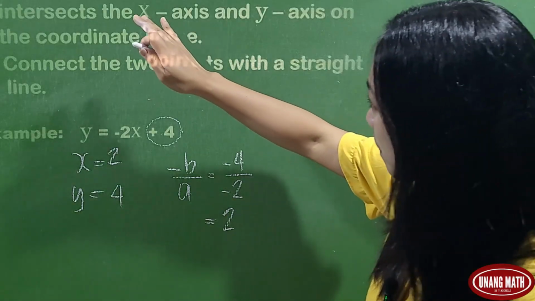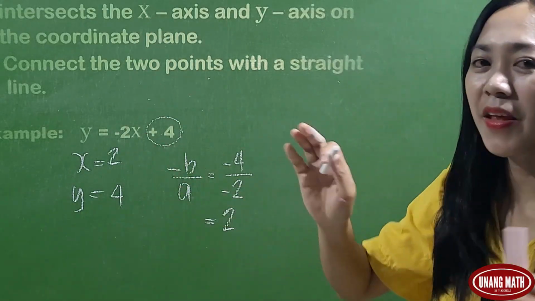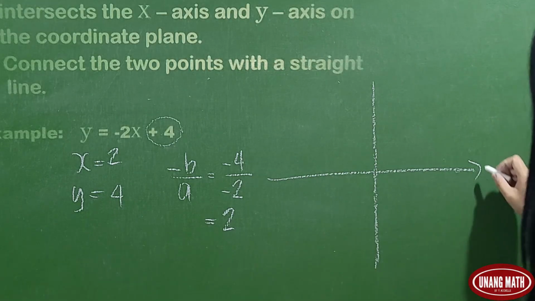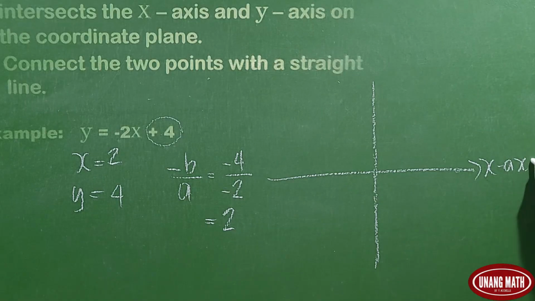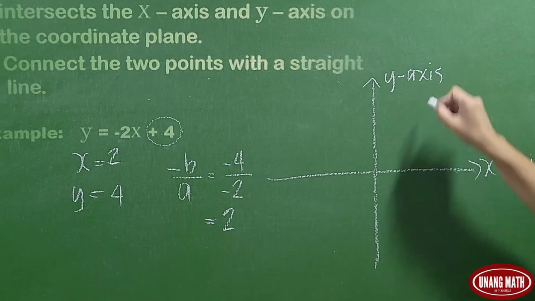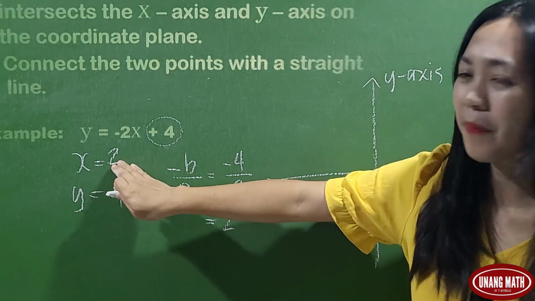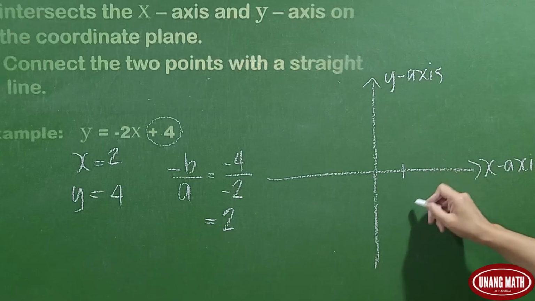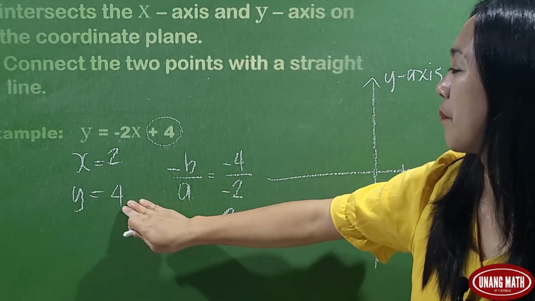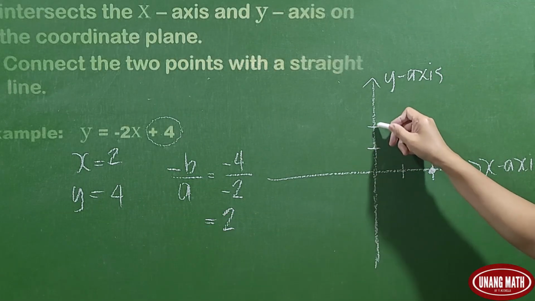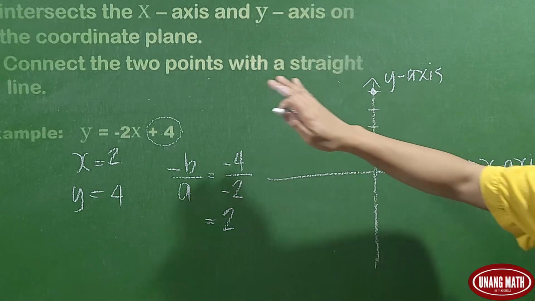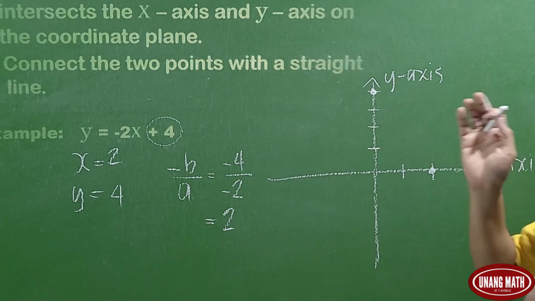Now, let's plot these 2 points in our coordinate plane. So, if this is our x-axis, and let's say this is our y-axis, our x-intercept is positive 2. So, this point. What about our y-intercept? Positive 4. So 1, 2, 3, 4, this point. Now we will connect the 2 points with a straight line.